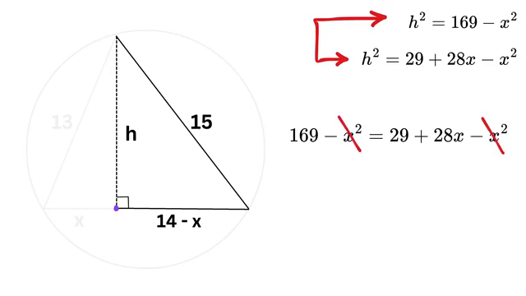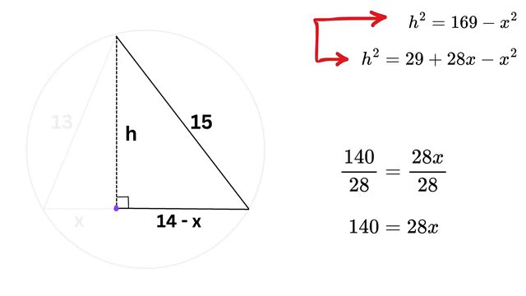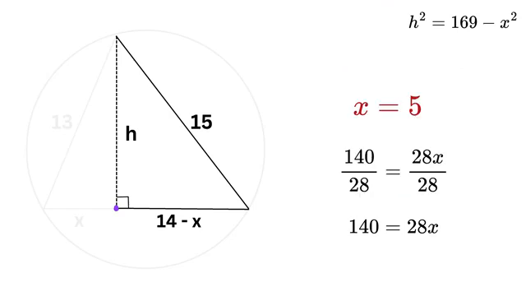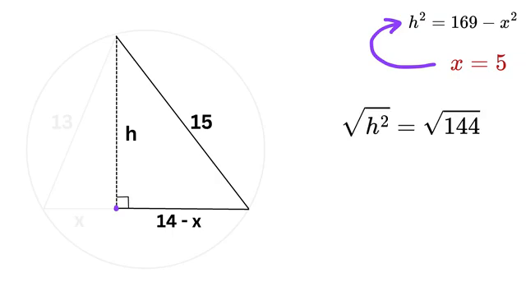Hey, the negative x square on both sides cancels out beautifully. So now we are left with 169 equals 29 plus 28x. Subtract 29 from both sides, and we get 140 equals 28x. Dividing both sides by 28 gives x equal to 5. Wow! Awesome! Next, we can plug this value of x equals 5 back into this equation to find h. We get h square equals 169 minus 25. That gives us 144. Taking the square root of both sides gives h equals 12.